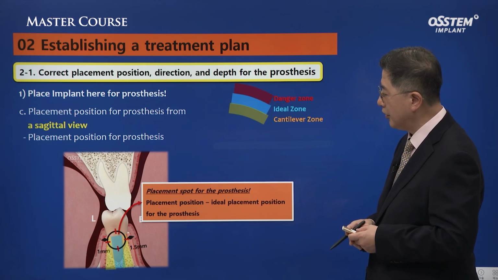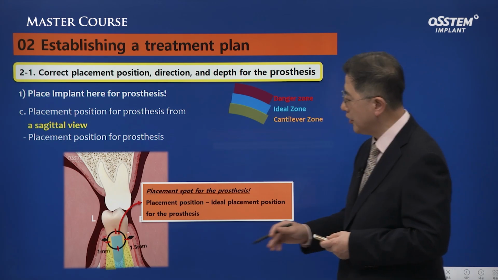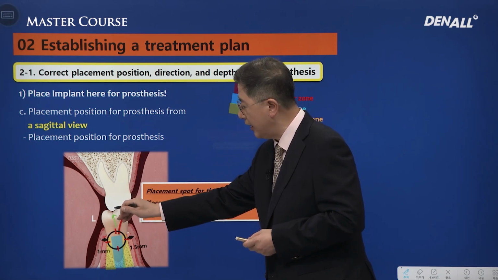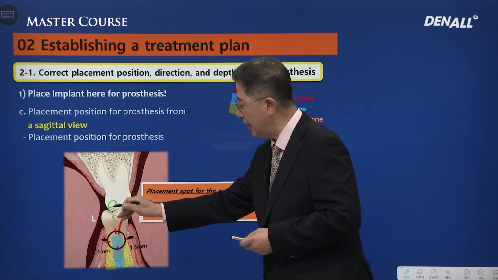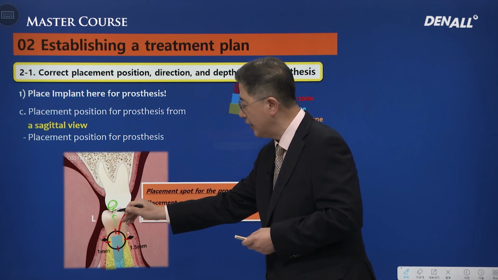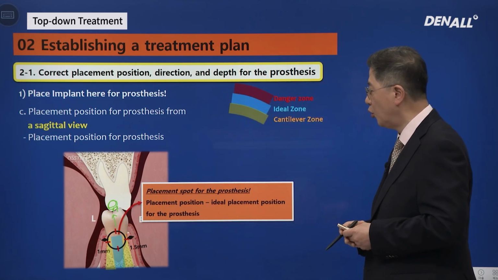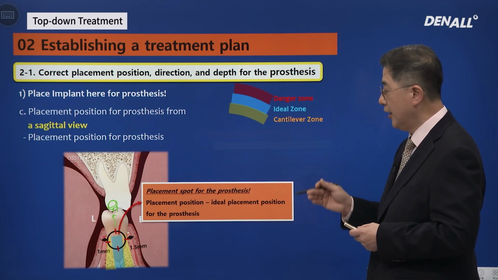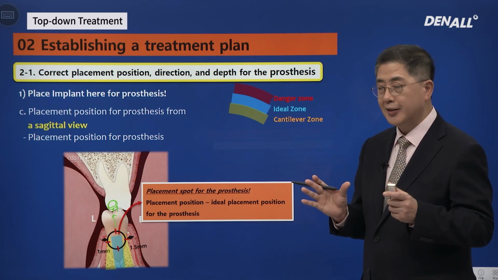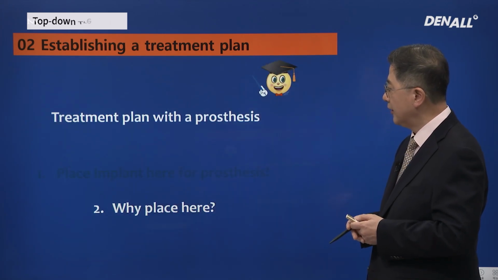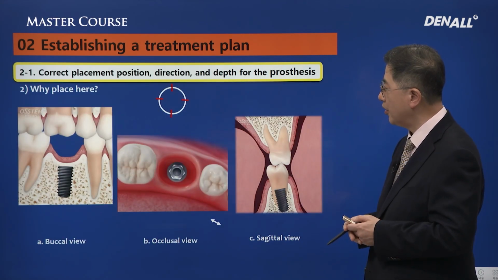In sagittal view, when considering the space up to the antagonist in the posterior area, the ideal position for implant placement in the mandible is designed to be slightly lingual to the palatal cusp tip of the maxillary teeth. The orientation is generally considered the most optimal direction for implant placement in the mandibular molars. It needs to be in line with the axis of the missing teeth. Let's look at why we need to place the implant here.